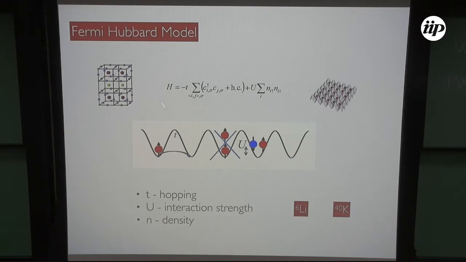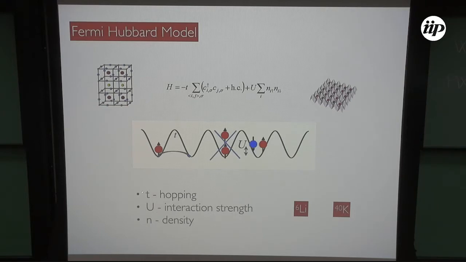And this is a very simple model that has a two-term Hamiltonian. One is the hopping that leads one atom from one site to the next one. The exclusion principle makes it impossible to have two atoms within the same hyperfine state in the same site. And here, whenever they meet in the same site, we have an interaction strength.